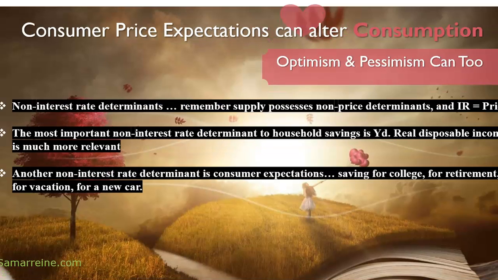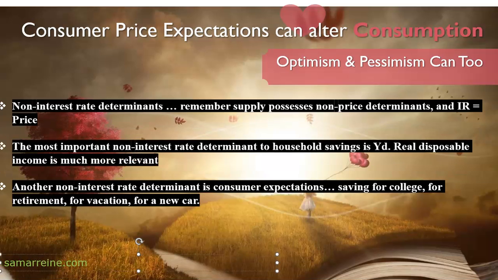I would like to continue here a little bit with consumer price expectations can alter consumption. So we're discussing autonomous consumption, but let's talk about what can be in charge of that. What can really be in charge of that and help that is consumer price expectations. If you remember, future price expectations is actually a third variable, a non-price determinant for demand and for supply. This one is what the consumer thinks they're going to need to pay for something later. So it's going to affect their savings.